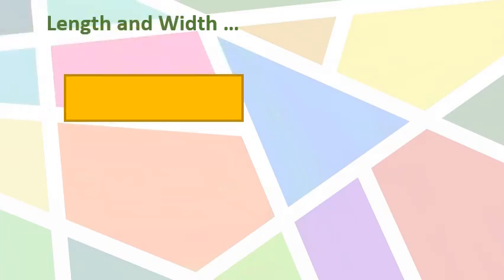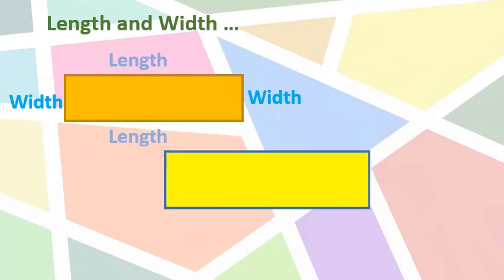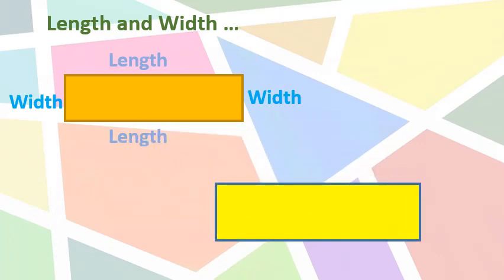Now, length and width. So, this is a rectangle. Where is the length? This is the length. Another length. Now, where is the width? This is the width. Where is the other width? This is the width. Another example. This is a rectangle. Where is the length? This is the length. Another length. Where is the width? This is the width. This is the other width.